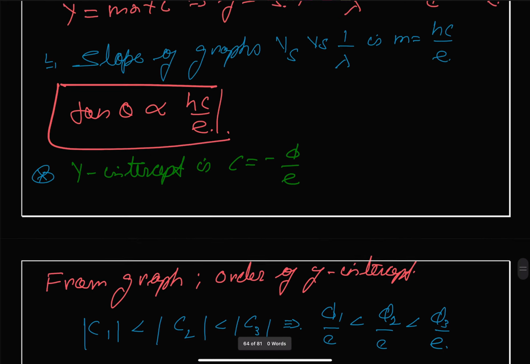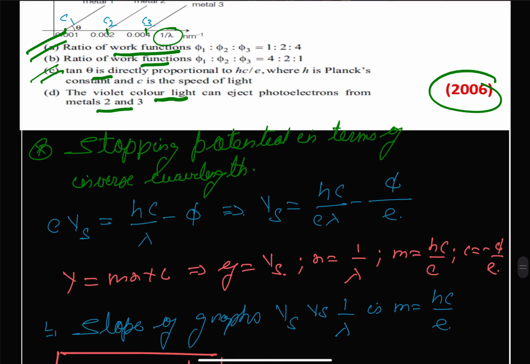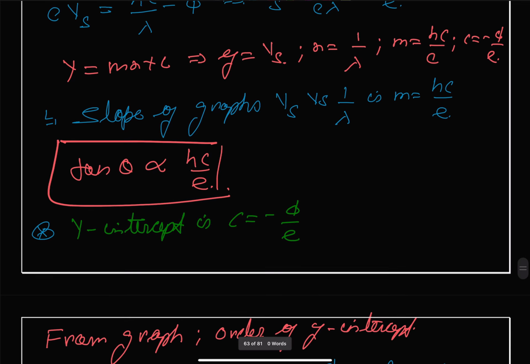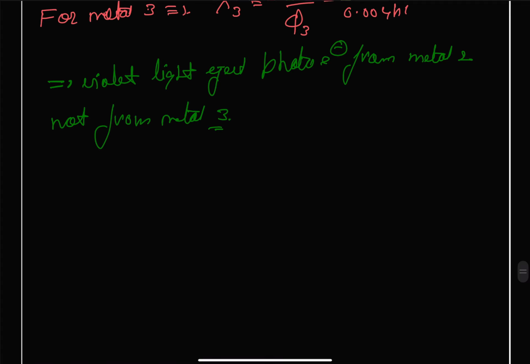I think this was the, yeah, it says that it is going to eject from both, so option D is also incorrect. So only options A and C are correct. Options A and C are correct. Next question.